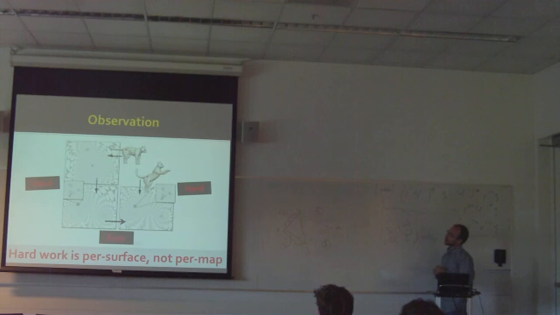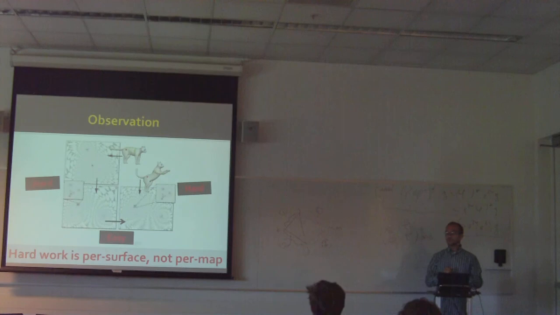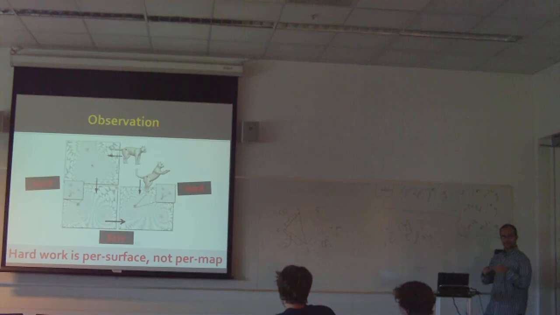So once again, the hard steps are simply mapping your surfaces to the plane, and then mapping the plane to itself to align the surfaces is easy, right? The nice thing is that the hard work happens once per surface, not once per map, right? So you can check multiple maps, or at least conformal maps, or even solve the mapping problem for different pairs of surfaces much more efficiently.